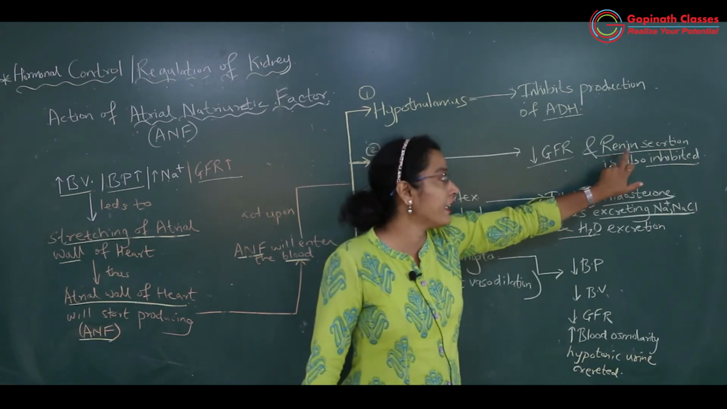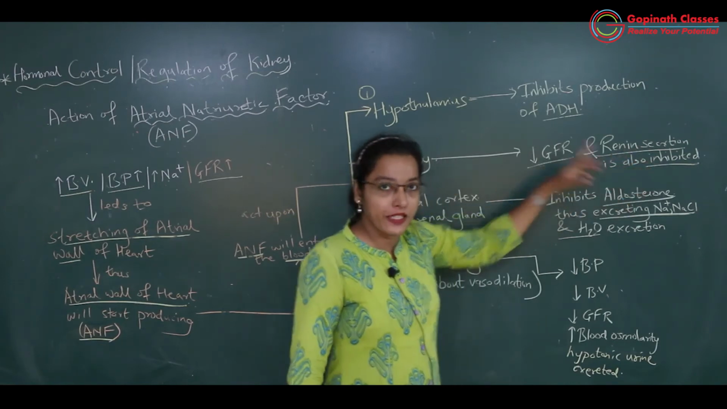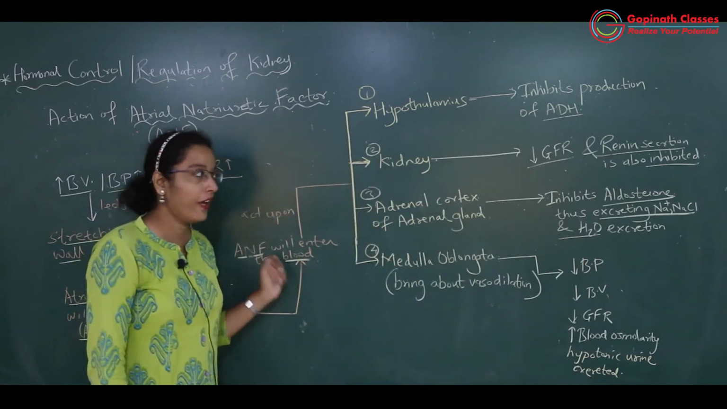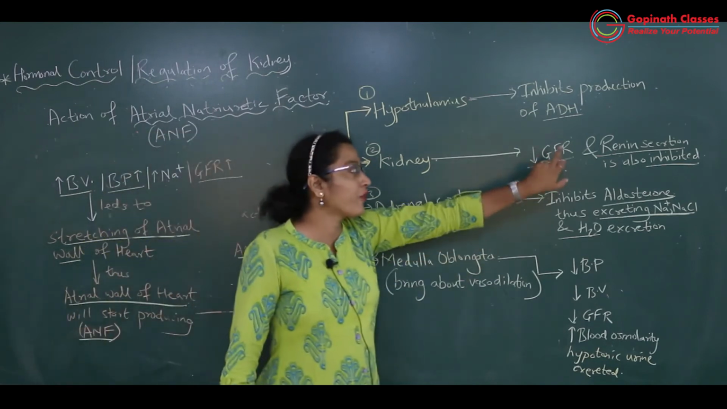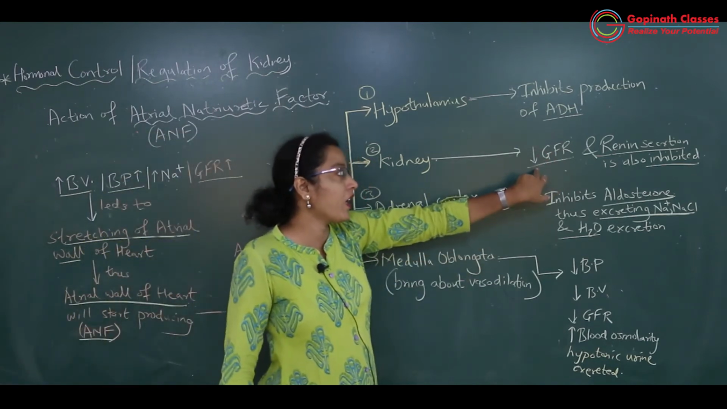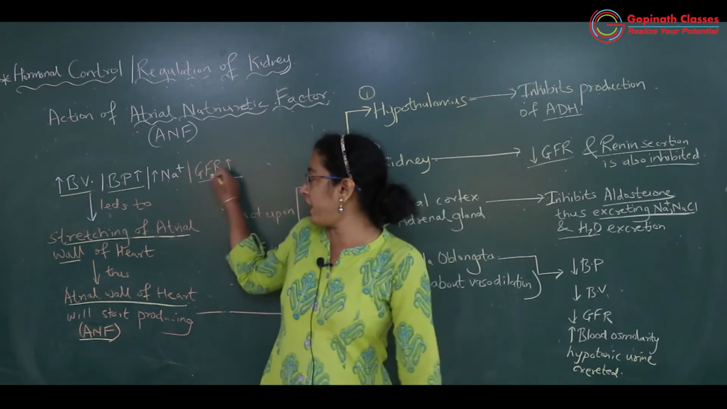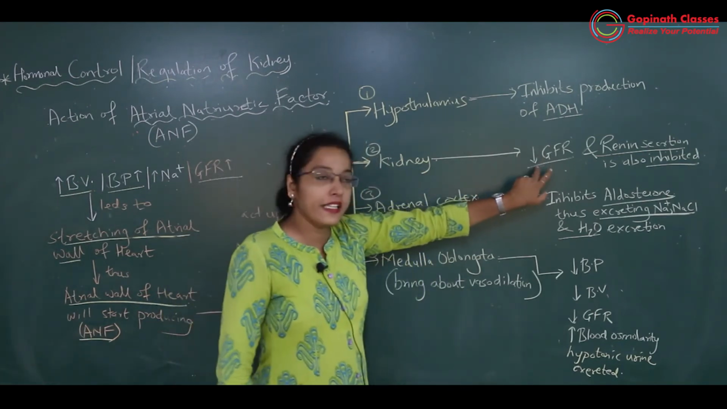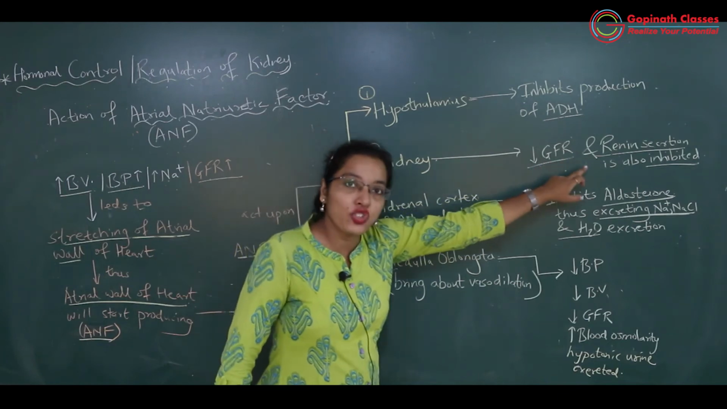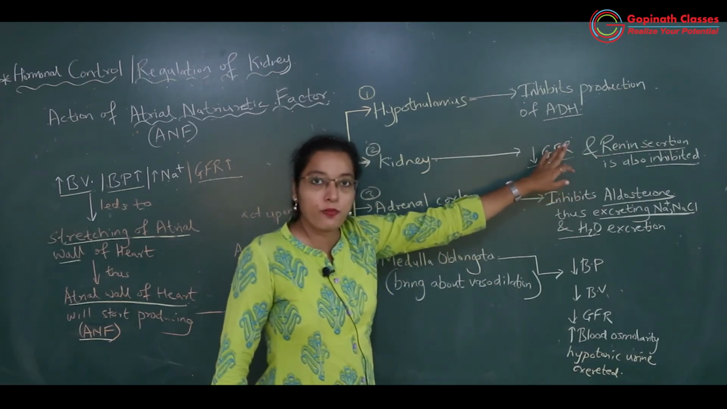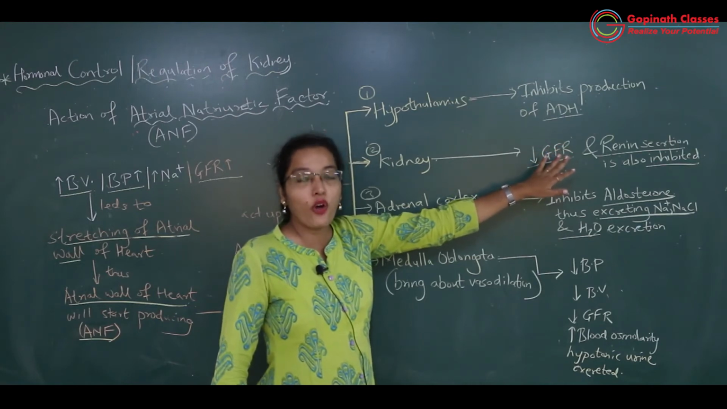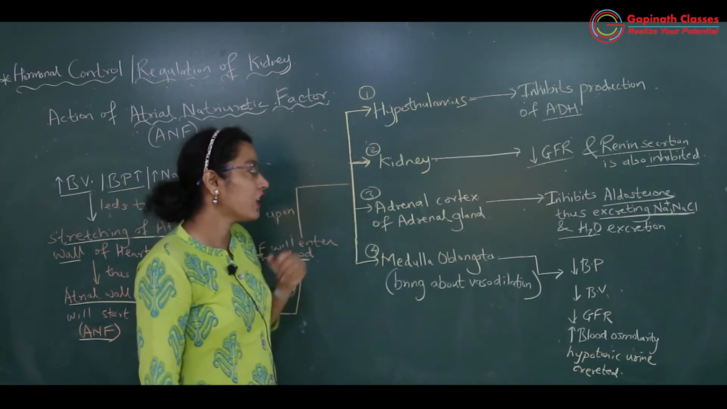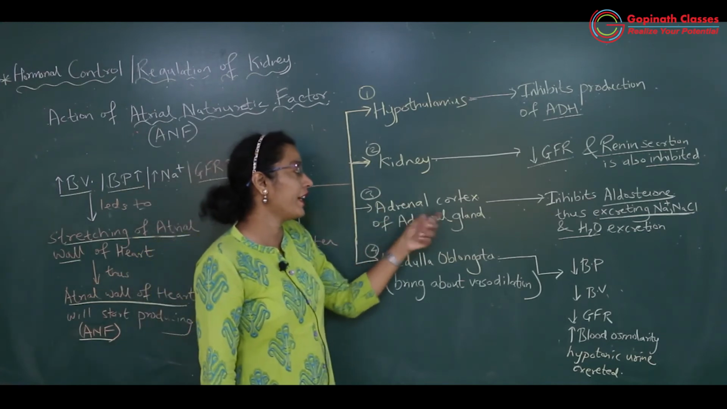So renin secretion will be inhibited by the kidney because of action of ANF. Okay, so ANF का GFR rate जो है वो क्या हो जाएगा? कम हो जाएगा. Okay, GFR पहले बड़ा था, how it will get decreased? Because of inhibition of renin, which is produced by the JG cells of afferent arteriole. Okay, got it? Then third one, adrenal cortex of the adrenal gland.